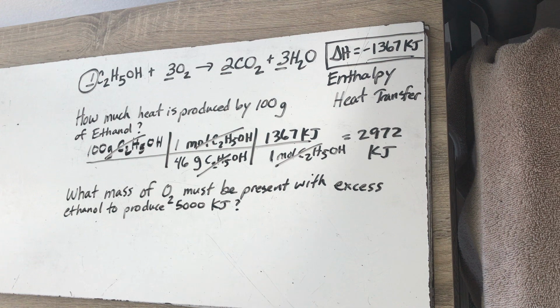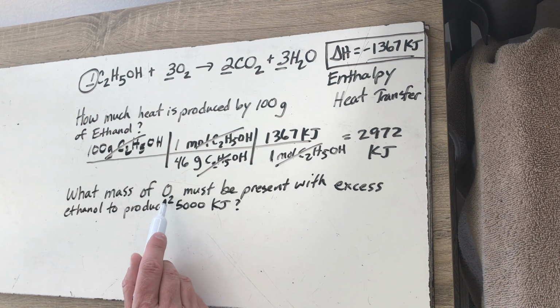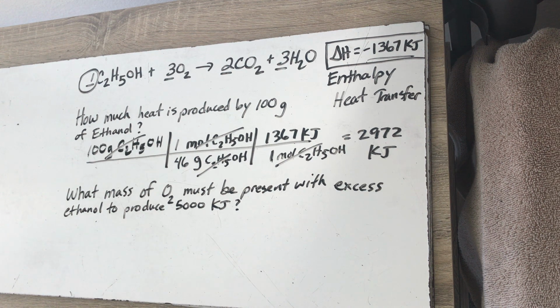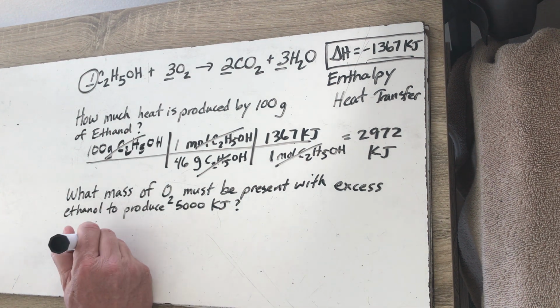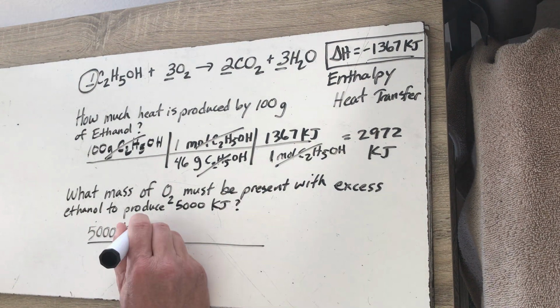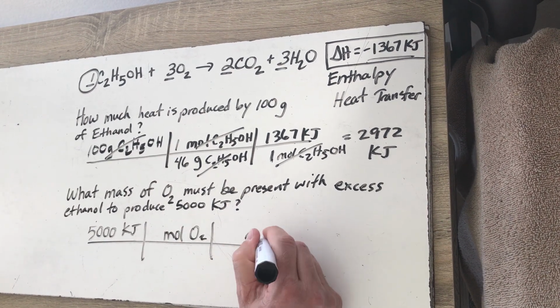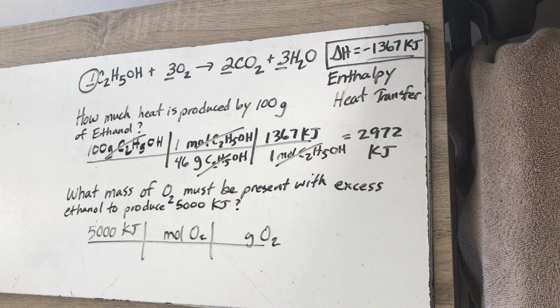Now let's take a look at going a different direction. You can also use energy as a target amount. So in this one it's saying if we're trying to produce 5,000 kilojoules of energy, how much oxygen would be needed in order to make that happen? So now we're starting with a certain amount of energy we want to make, and work our way backwards to how much of a reactant might be necessary for this to occur. So I'm going to take 5,000 kilojoules. I'm going to relate that to moles of oxygen, and then convert that to grams of oxygen because that's something I can actually measure.